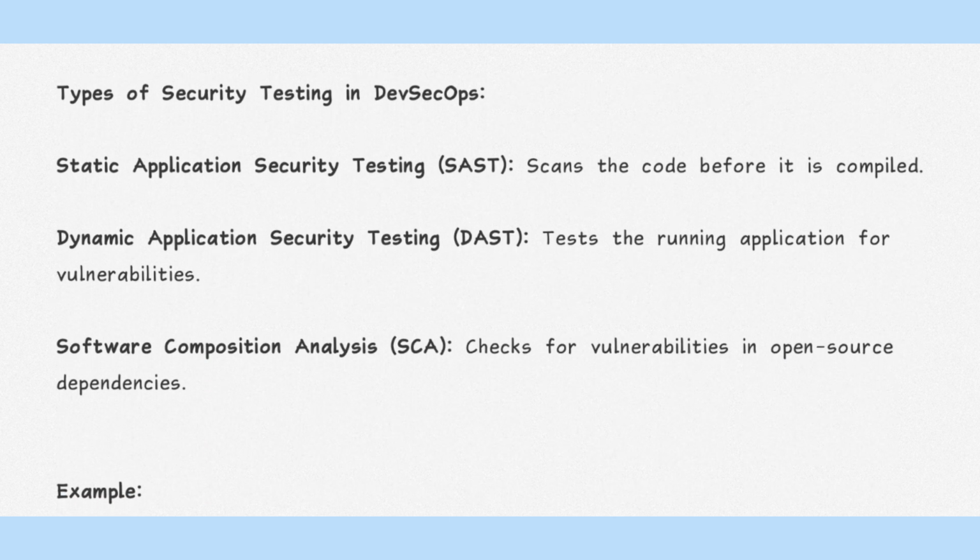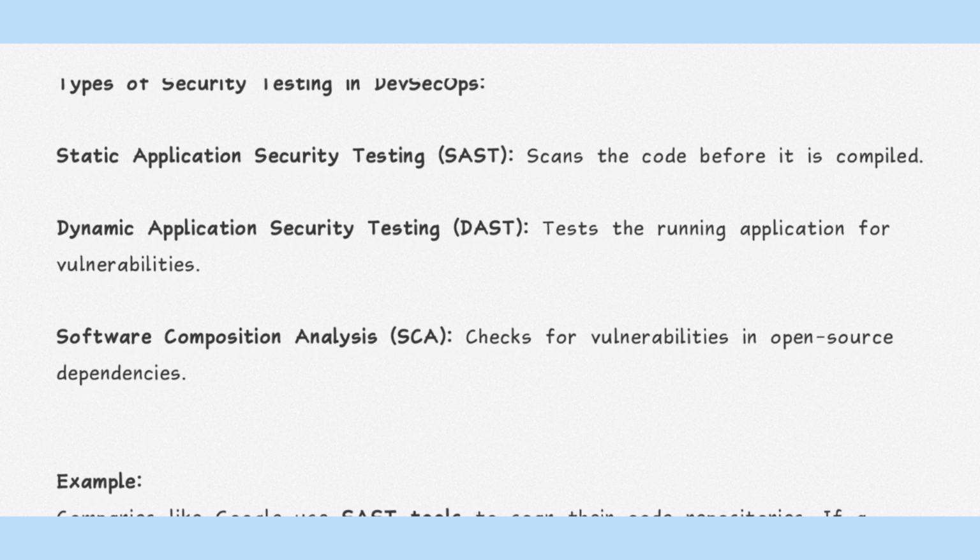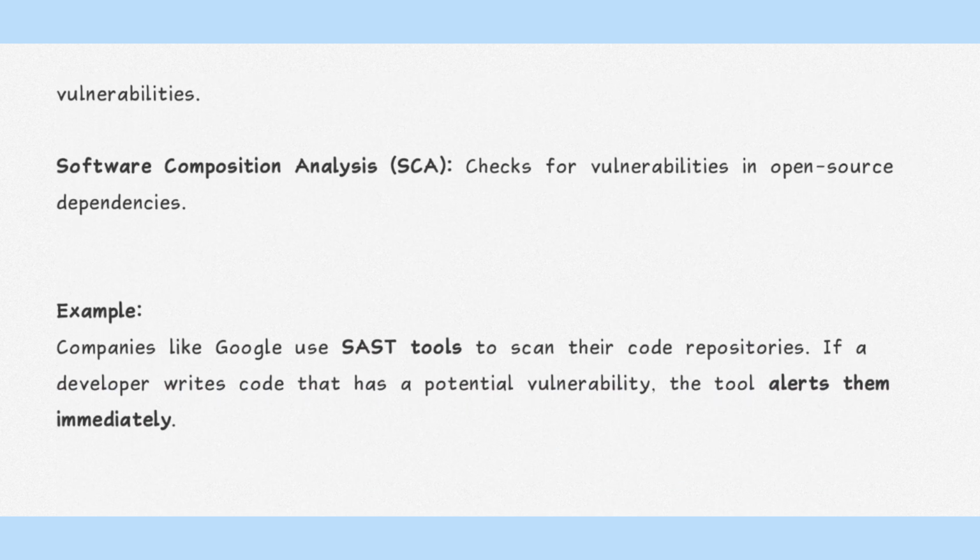Software Composition Analysis, SCA, checks for vulnerabilities in open source dependencies. Example: companies like Google use SAST tools to scan their code repositories. If a developer writes code that has a potential vulnerability, the tool alerts them immediately.